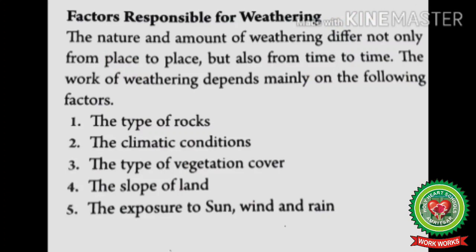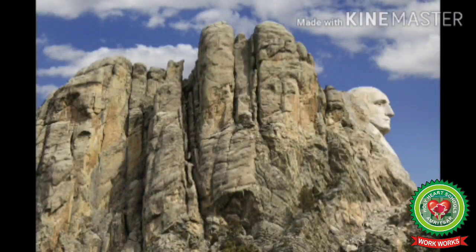Next we have climatic conditions. The effects of weathering on rocks vary according to the prevailing climatic conditions in that area. For example, in the equatorial regions, where there is extremely hot and humid climate throughout the year, in such conditions the chemical weathering is more rapid and continuous.